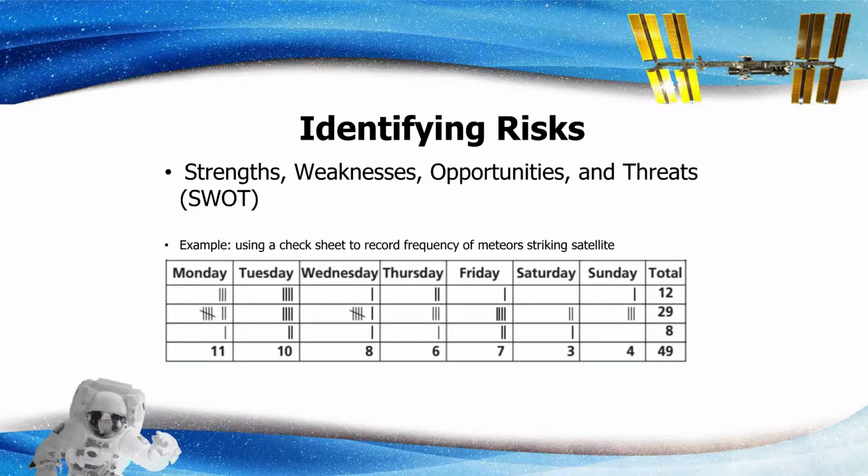In this example, a check sheet is used to keep track of how many meteors strike a satellite each day of the week for 3 weeks.